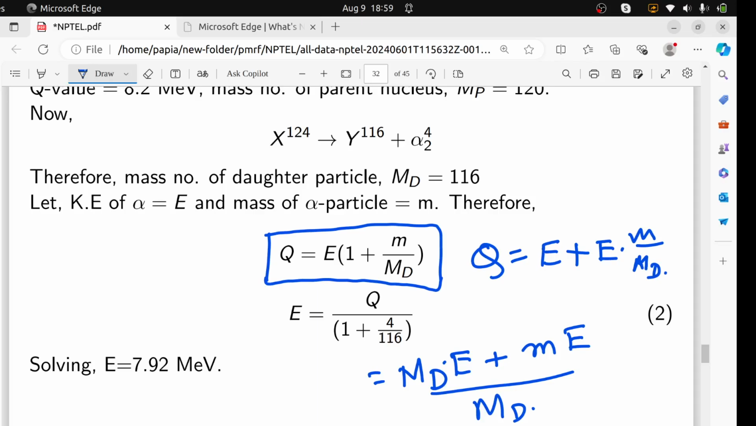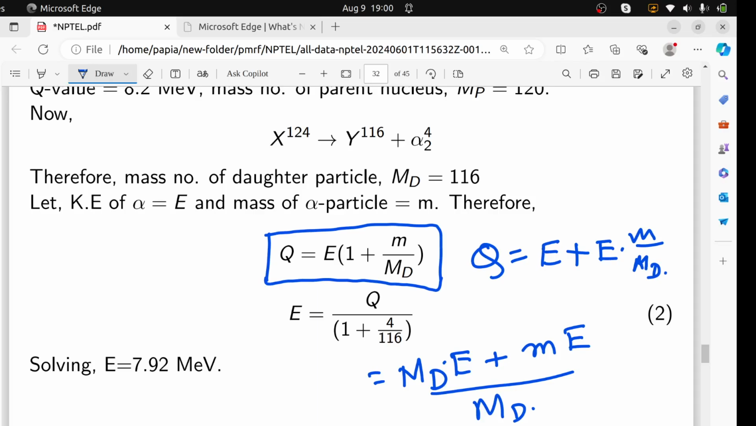M is the mass of the alpha particle, and MD is the mass of the daughter particle. Right now we will talk about the atomic mass. Obviously the mass of the particle and the atomic mass of the particle are not exactly similar, but for the sake of simplicity, as there is no other information about the exact mass of the alpha particle and the daughter particle, we will take the mass of the alpha particle as its atomic number, and the mass of the daughter particle as its atomic number.